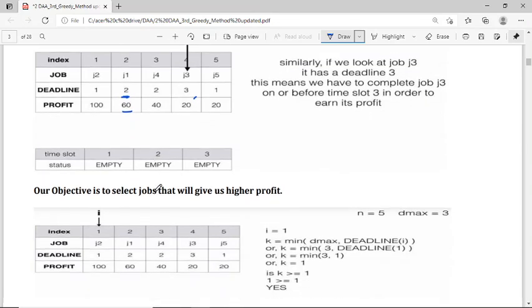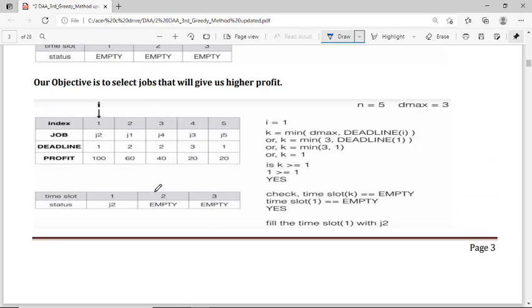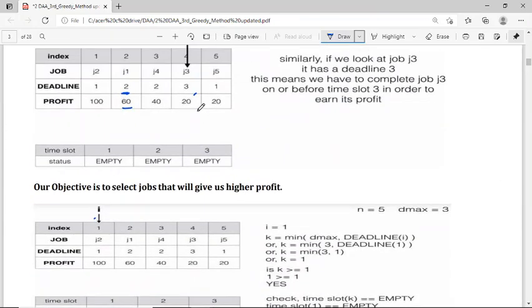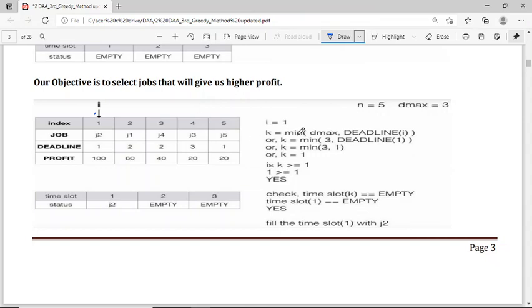So now our main objective is to select the job with the highest profit. How are you going to select this? I am considering i = 1, k = min(3, deadline 1). You can take any pattern 1, 2, 3, 4. Better to take k = 1.